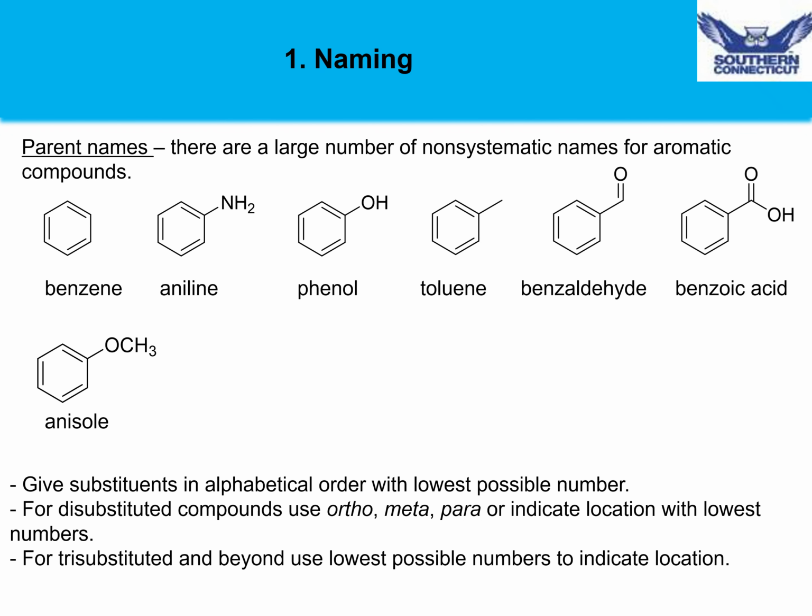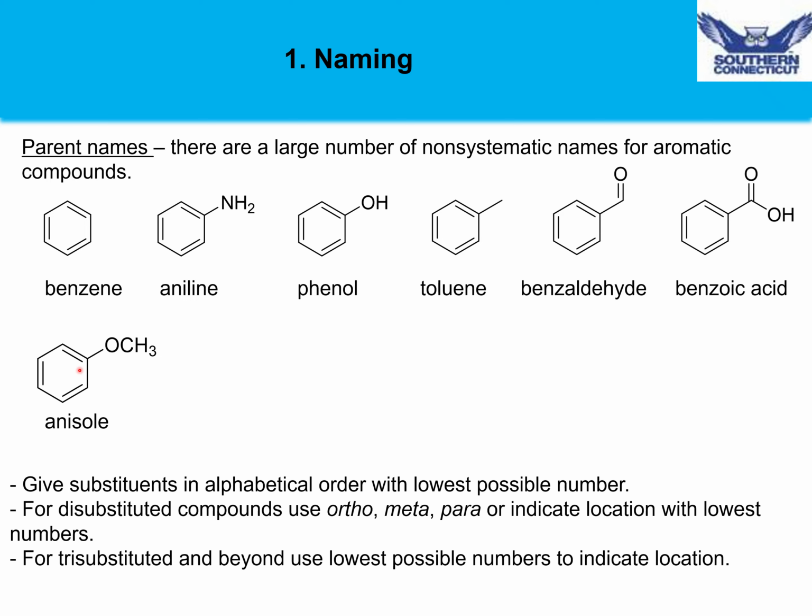In order to learn the rules about naming aromatic compounds, it's a good idea to learn some basic parent names in aromatic naming. For example, benzene is a 6-member ring that contains alternating double and single bonds. Aniline has an NH2 group attached to benzene. Phenol has a hydroxyl group on benzene. Toluene has a methyl group on benzene. Benzaldehyde is an aldehyde attached to benzene. Benzoic acid has a carboxylic acid on benzene. And then finally, anisole has a methoxy group on benzene.